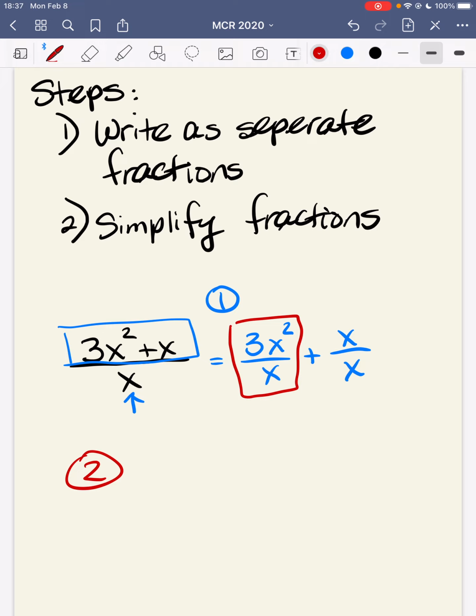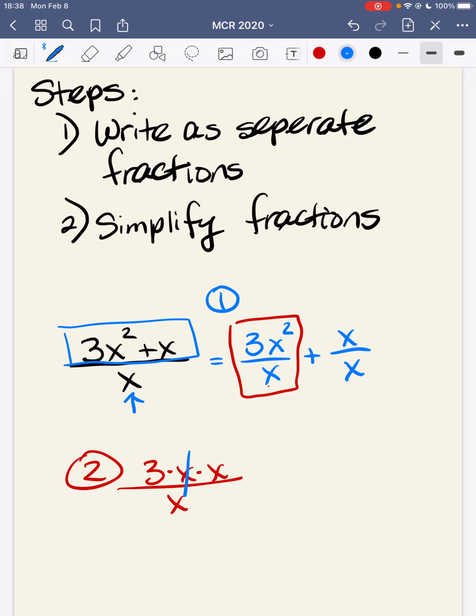Well, for the 3x squared and the x, I have 3x to the 2 minus 1 using my quotient rule, which gives me just 3x. Basically, the x in the denominator cancels out with 1 x from the numerator. Another way we can look at this real quick is to write it out. So I have 3 times x over x.